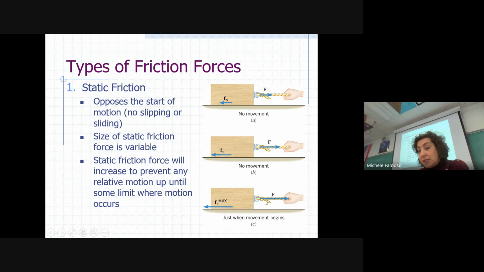Then I increase it even more. Notice the friction force increased up to the point when, boom, it slips. This is what we call the maximum static friction force at that moment when it will just slip. Okay, it increases up to that point. And once you go beyond that point, now you'll get it to move.